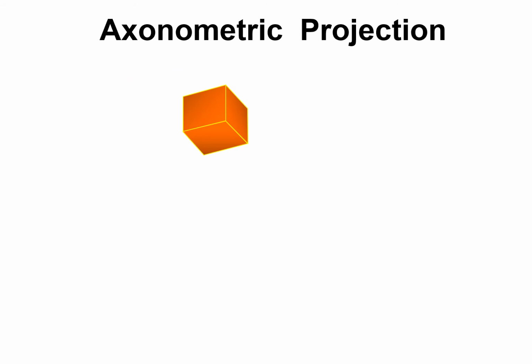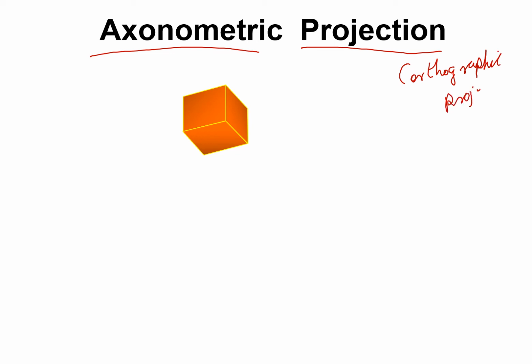Then we have the third part of projections, and this third part is axonometric projection. Axonometric projection is a type of orthographic projection. In this type of projection, what we do is tilt our object such that we get all our dimensions, the height dimension, the width dimension, and the depth dimension, on a single 2D plane.